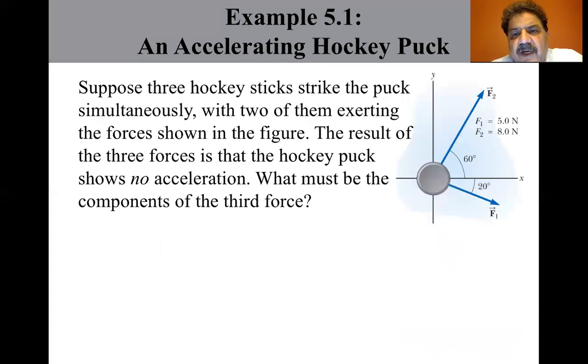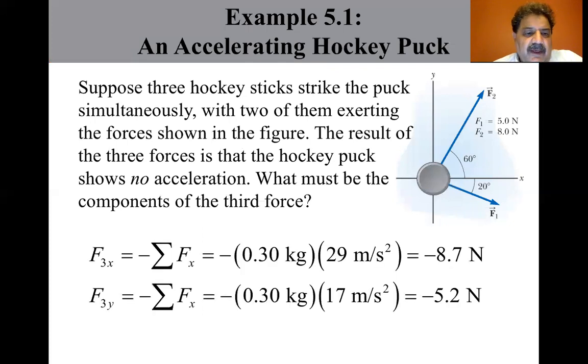Suppose three hockey sticks strike the puck simultaneously, with two of them exerting the forces shown in the figure. The result of the three forces is that the hockey puck shows no acceleration. What must be the components of the third force? Well, if there is zero acceleration, the net force acting on the puck must be zero. Therefore, the three forces must cancel. The components of the third force must be of equal magnitude and opposite sign compared to the components of the net force applied by the first two forces, so that all the components add to zero.